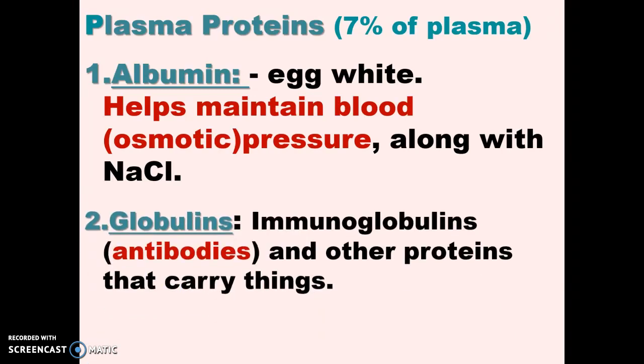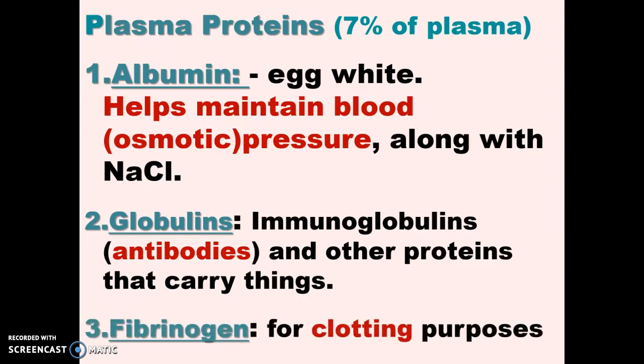Globulins. If it ends in -in, like albumin and globulin, it's a protein. Immunoglobulins are the globulins which we call antibodies. When we talk about antibodies, they talk about IgA, IgM. The Ig stands for immunoglobulin. So if people talk about your immunoglobulins, they're talking about antibodies. There's also other proteins that carry things.